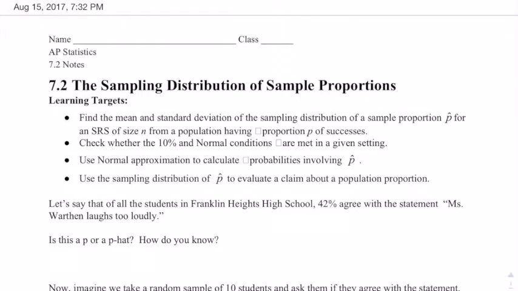Hey AP Stats students, this is 7.2. So in 7.1, we learned about sampling distributions as a whole. Now we're going to specifically look at the sampling distributions of sample proportions.